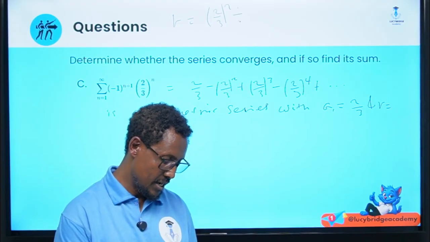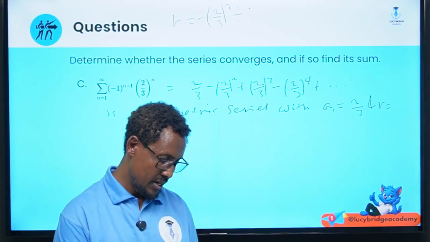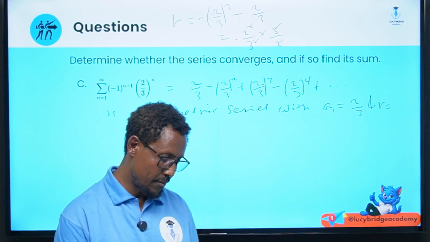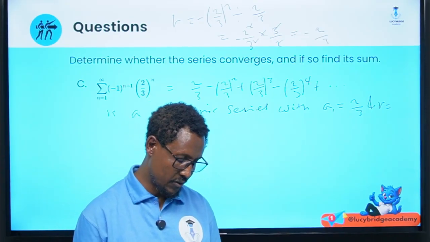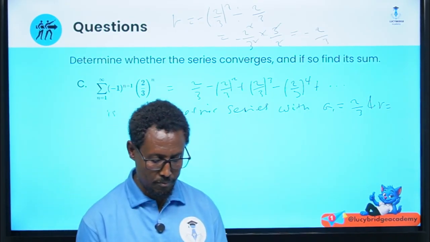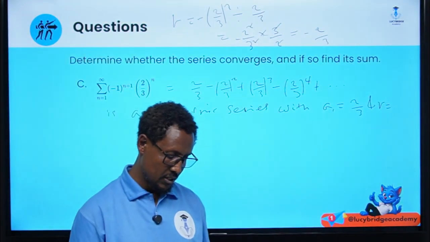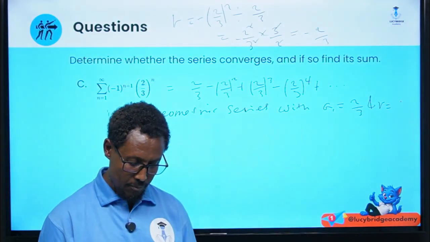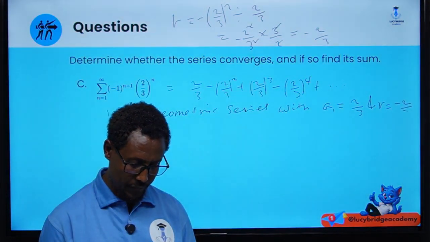Divided by, it is minus, okay, divided by 2 over 3. This means 2 squared over 3 squared times 3 over 2. 3 by 3 cancel, 2 by 2 cancel. We have minus here, so the R is minus 2 over 3. Similarly, (minus 2 over 3) to the power of 4 divided by (minus 2 over 3) to the power of 3 gives us minus 2 over 3. So R is minus 2 over 3.